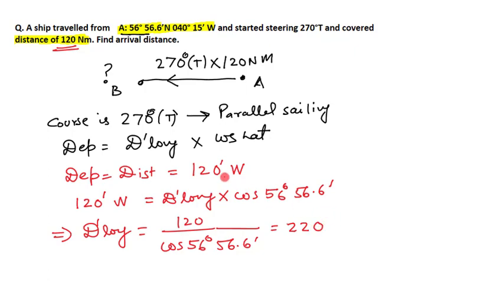220, and since it was west, I have to name it west here. Now this 220 I have just divided by 60. I get the value, which is 3 degree and 40 minute west.